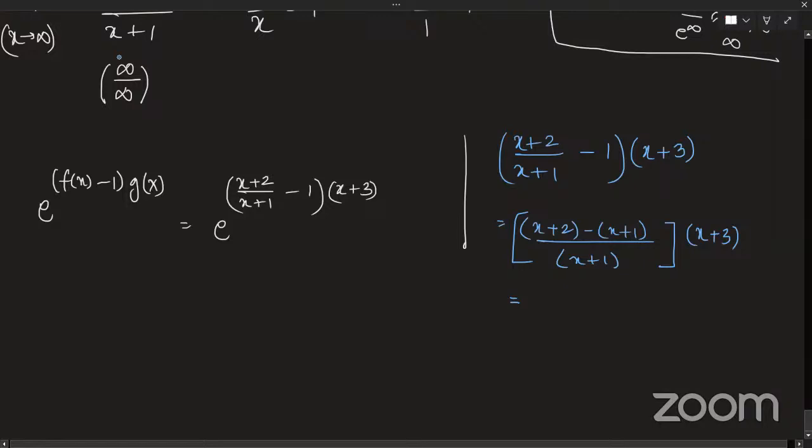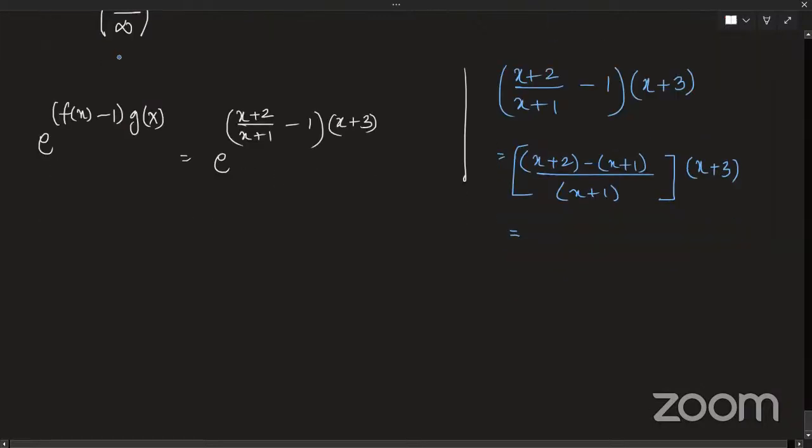So what is x plus 2 minus x plus 1? 1 by x plus 1, correct, into x plus 3. Which form is this, limit x is tending to infinity? Sir, infinity by infinity form. Correct, absolutely. You can just write it as x plus 3 divided by x plus 1, limit x is tending to infinity. So what is the value of this limit? Sir, 1.